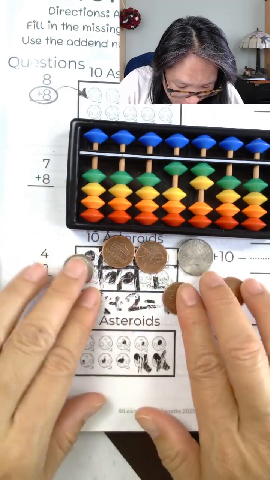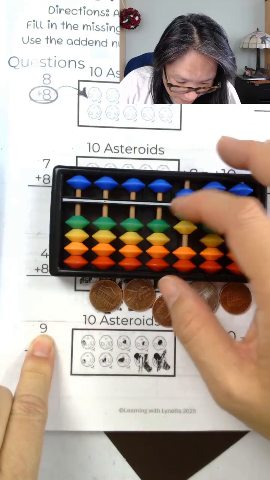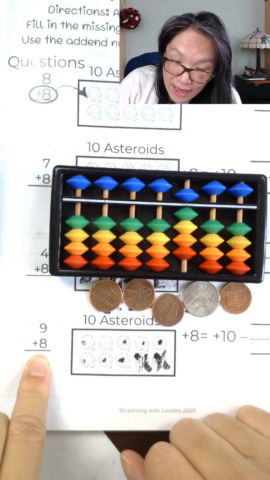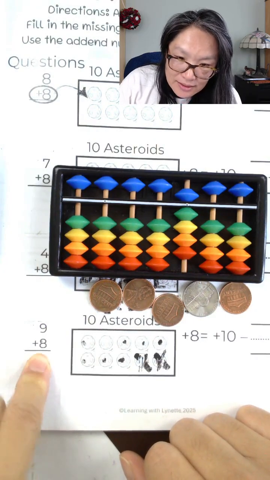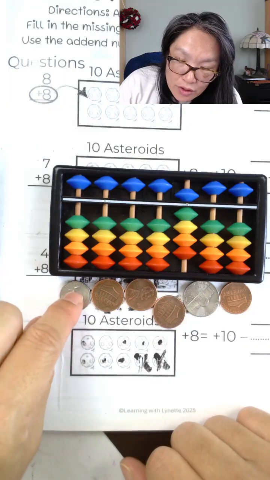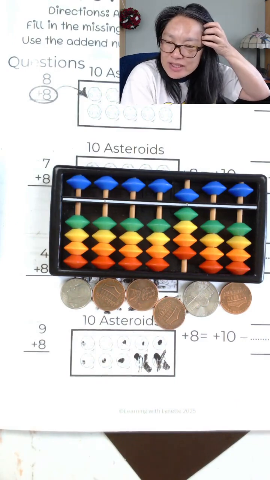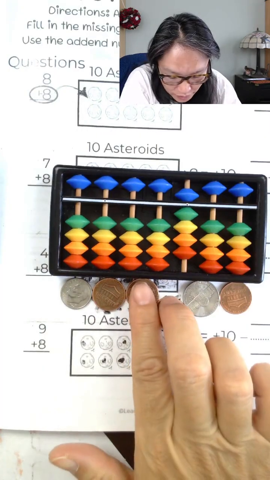We have 9 on my abacus, right? We want to add 8. If you add 10 minus 2, it's the same as adding 8. Yes, exactly. So what we do is we substitute the formula, we substitute that equation for 8. That's what we're doing. We're substituting.